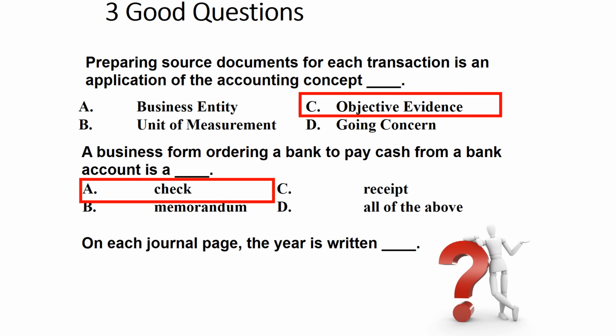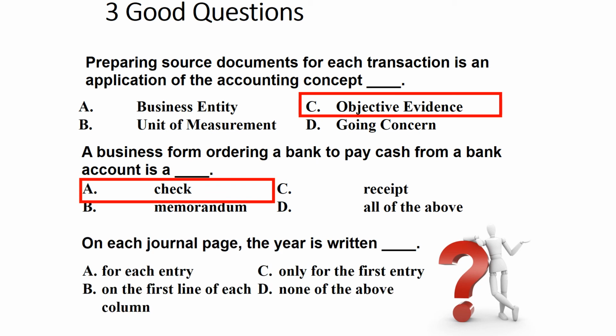Very good. On each journal page, the year is written when? Is it for each entry? Only the first entry on the first line of each column? Or none of the above? It's only for the first entry.